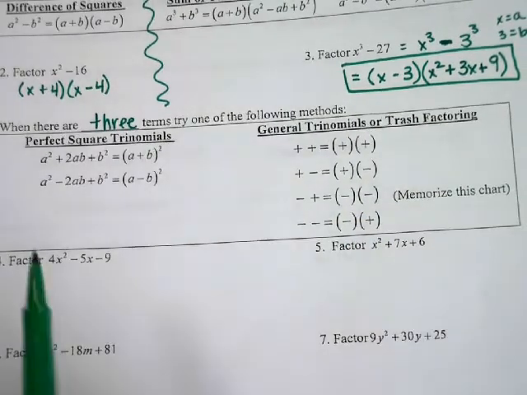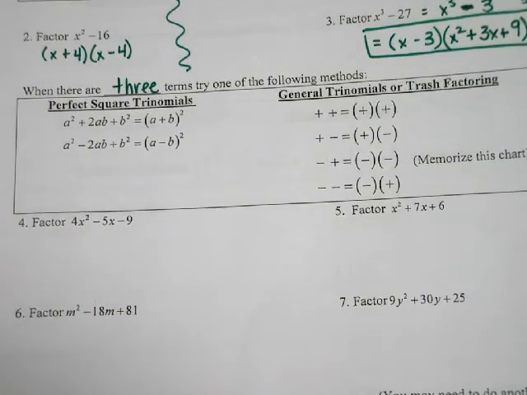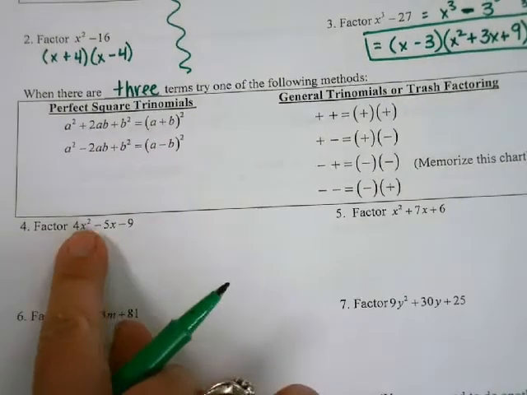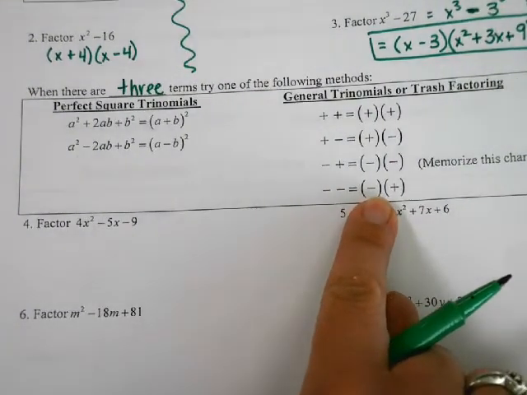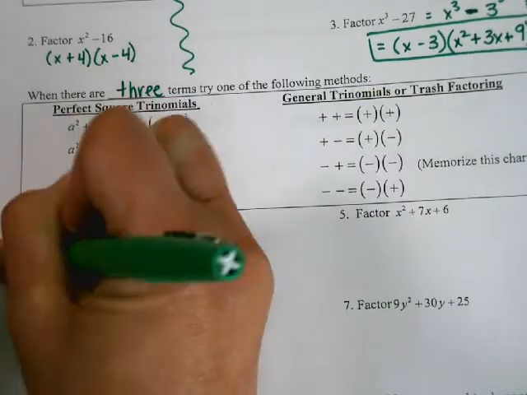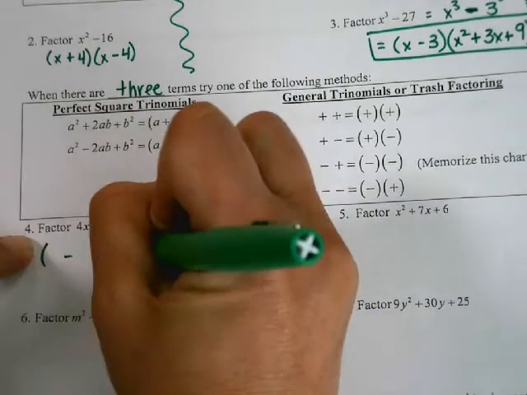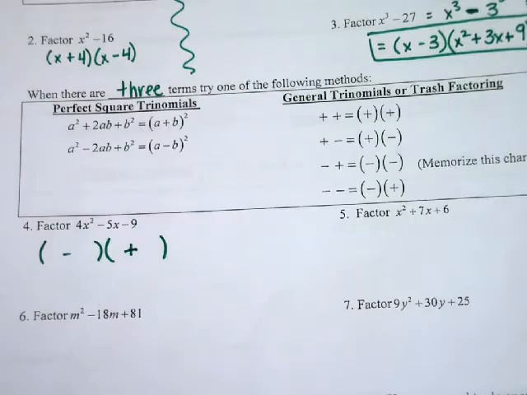Okay, so when I look at number 4 here, it says factor 4x squared minus 5x minus 9. The first thing I'm going to do is figure out my signs. So it's a minus and a minus. So in my answer, it's going to be a minus and a plus. So give yourself some room because we need to fill things in. So I'm going to figure out my signs first.